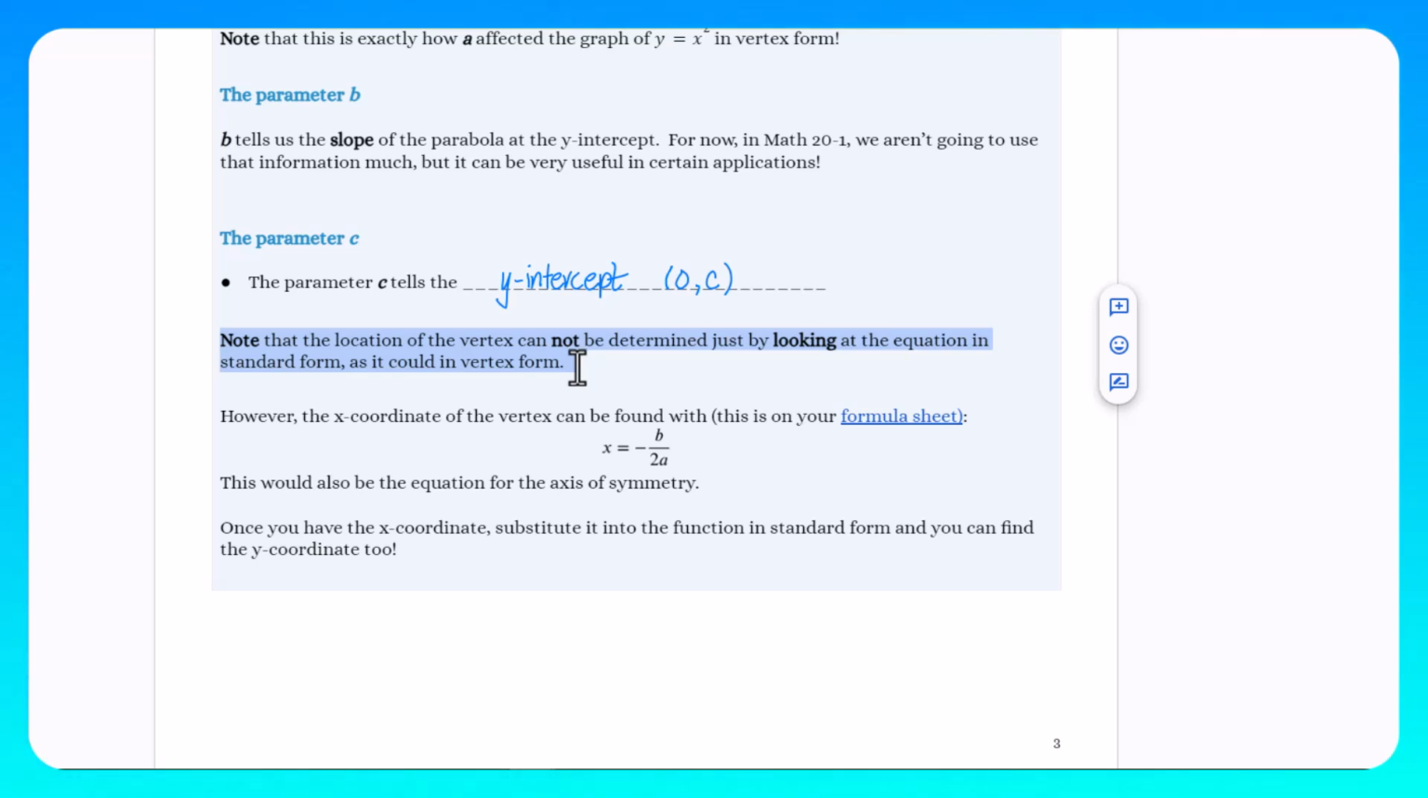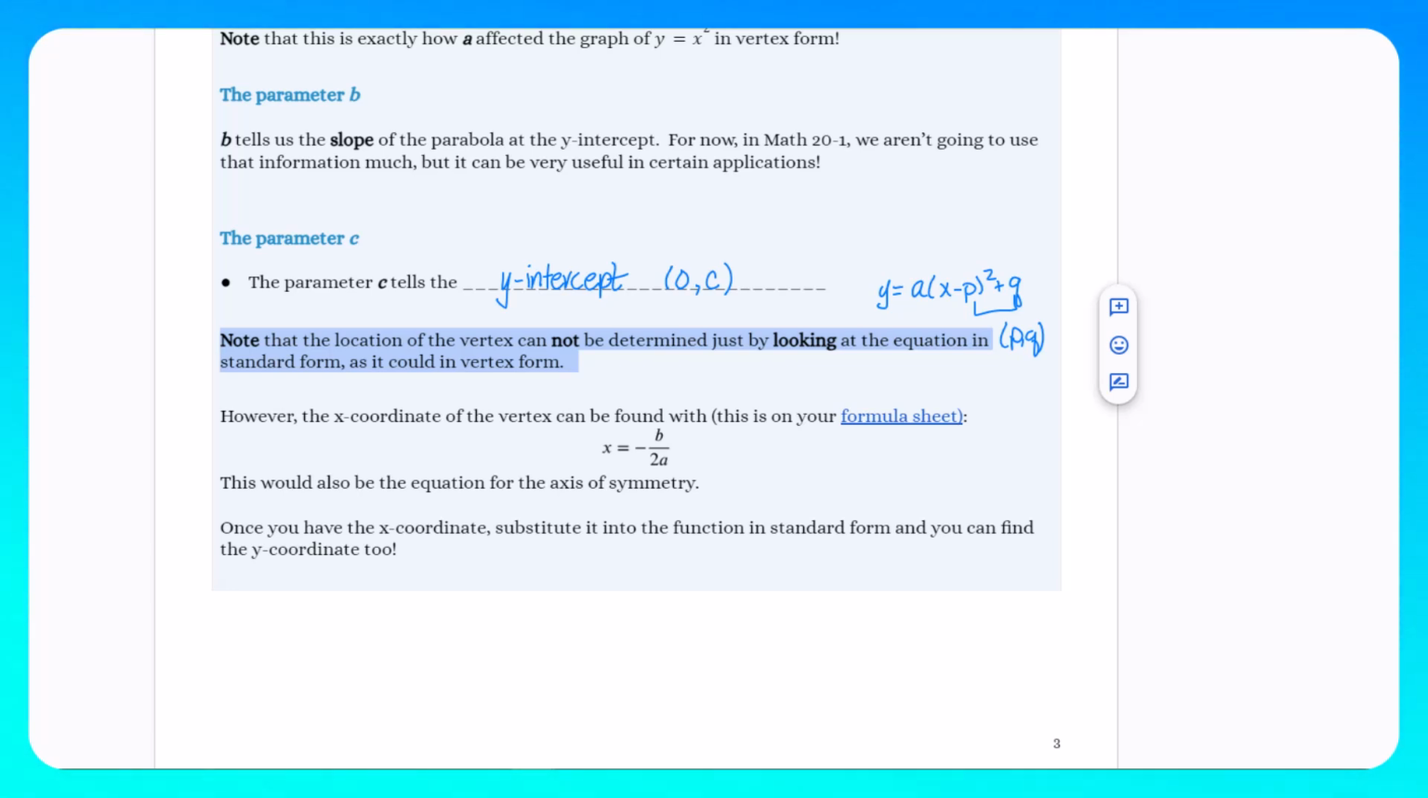Note that the location of the vertex cannot be determined just by looking at the equation in standard form, in other words, inspection, like we could do in vertex form. Remember, in vertex form, and I'll just write it out over here, y equals a times x minus p squared plus q. We could easily just pick out that vertex as p and q. We can't do that in standard form. However, we can get the y-intercept, which is something we couldn't do in vertex form.